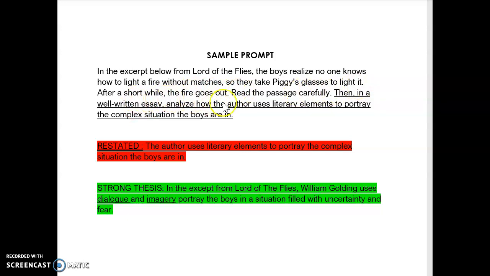After a short while, the fire goes out. Read the passage carefully. Then, in a well-written essay, analyze how the author uses literary elements to portray the complex situation the boys are in.